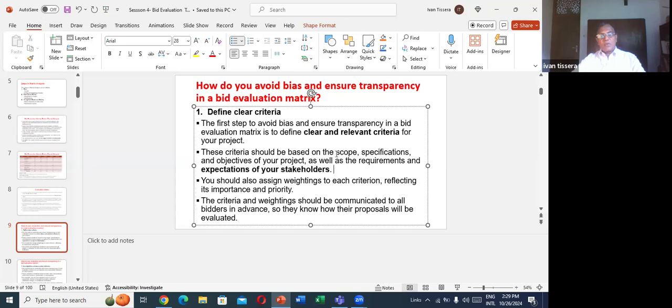One thing is the scope and specification, or we say the objectives of the project or procurement, and the expectation of the end users or stakeholders. You should also assign weightings to each criterion referring to importance and priority. The criteria and weighting should be communicated to all bidders in advance so they know how their proposal will be evaluated. I mean, that should be given in the procurement document.